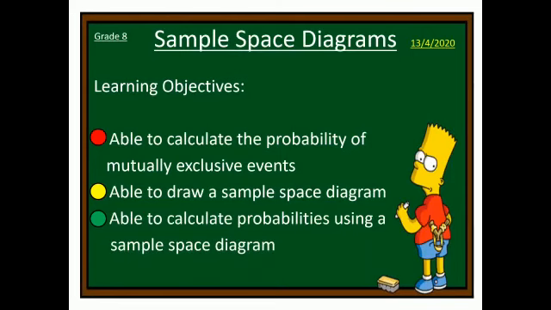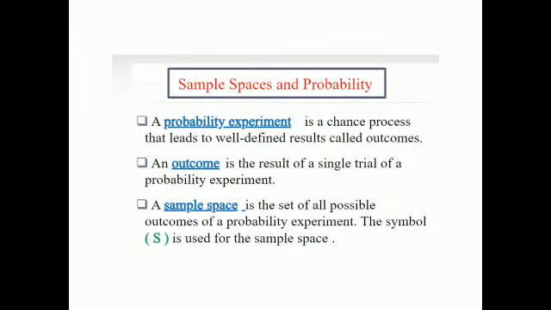In this unit, we are discussing some objectives: able to calculate the probability of mutually exclusive events, able to draw a sample space diagram, able to calculate probabilities using the sample space diagram. So we are discussing 3 points in this unit. Probability events, the chance of getting outcomes. Outcome means the result. Sample space means the set of all possible outcomes, and we use S for sample space.